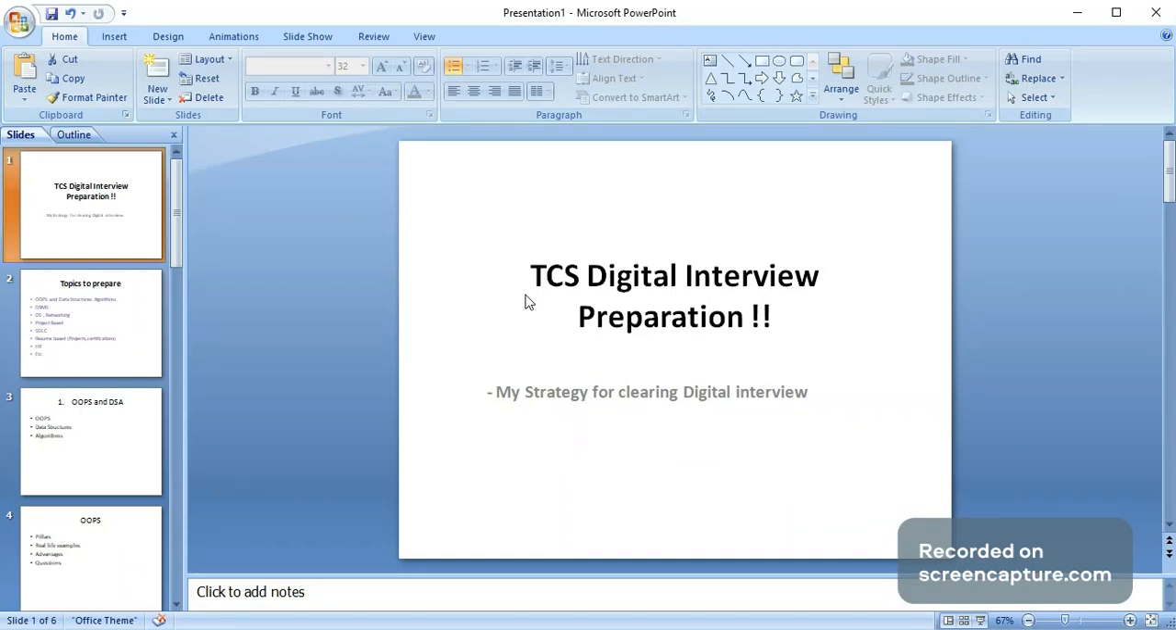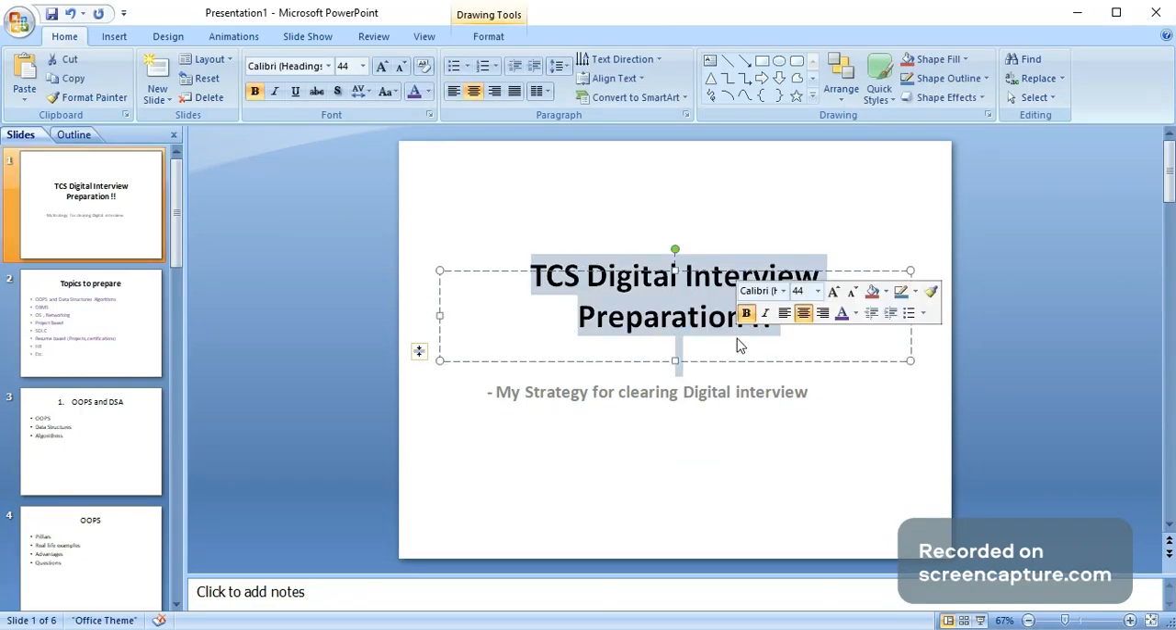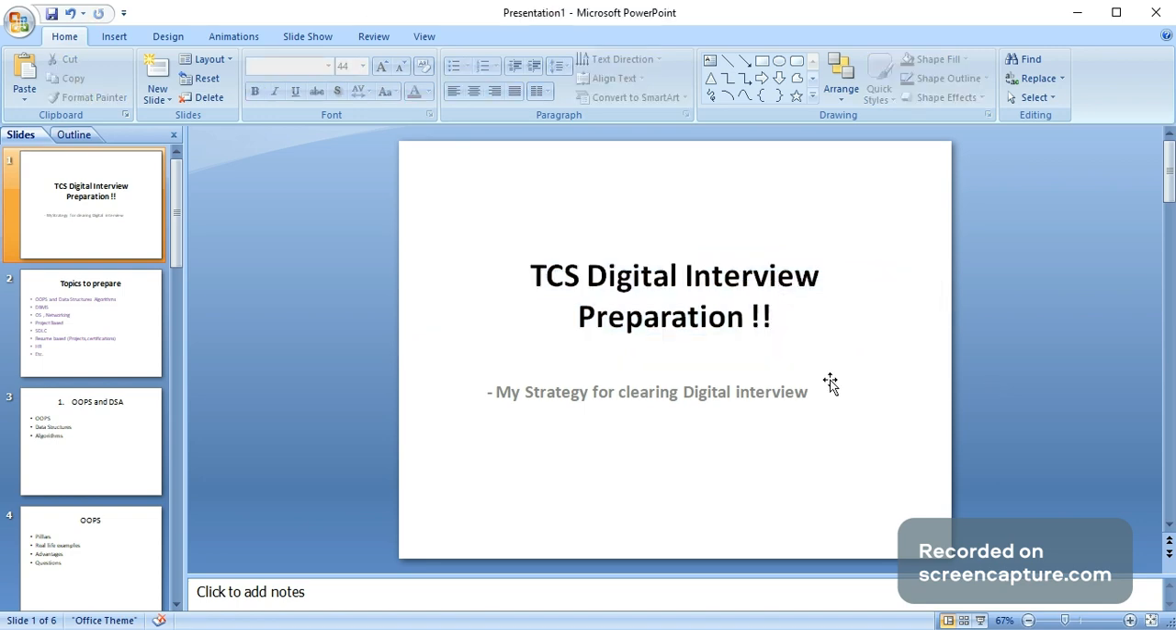So today we will be discussing how to prepare for the TCS Digital interview. You can say this is a roadmap, or the ways through which you can study for the interview. This was my strategy for clearing the Digital interview, and not only the Digital interview but 3 to 4 other companies also. So I used the same method for preparing for them.